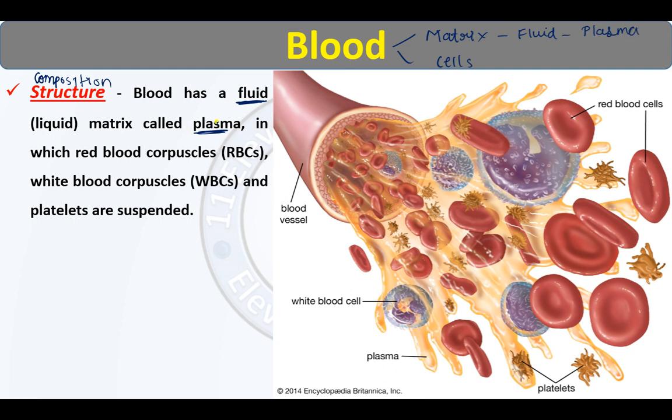And in the cells we have 3 types of cells. The red blood cells, you can see them over here. The white blood cells, you can see them over here. And the platelets, you can see them over here. They have their own importance and functions. It is not given in the textbook, but I will mention it for general knowledge that the red blood cells have hemoglobin and they generally transport gases like oxygen and carbon dioxide.